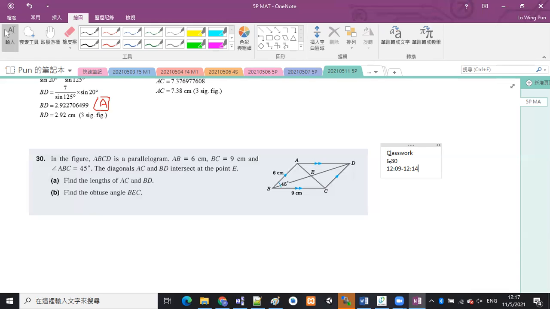No, they're not the same. No, this should not be 45 degrees. It's 180 degrees minus 45 degrees, right? Which triangle are you using?